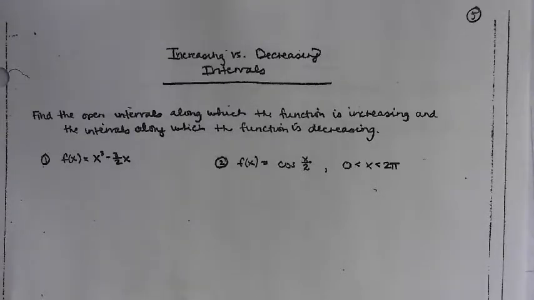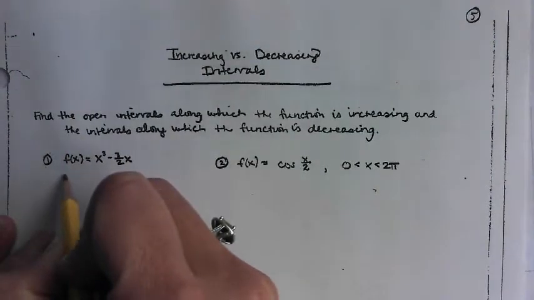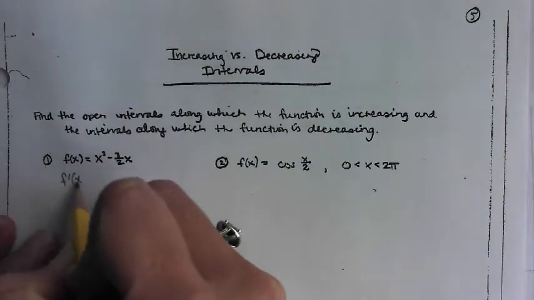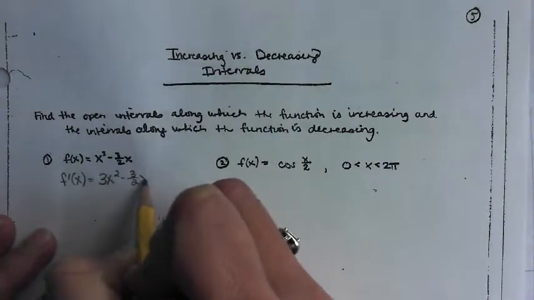Increasing, decreasing intervals. So find the open intervals along which the function is increasing and the intervals along which the function is decreasing. So this is old news. If a function is increasing, what's going to happen with the derivative? Positive. So we just need to simply find the derivative. This first one would be 3x squared minus 3 halves x.